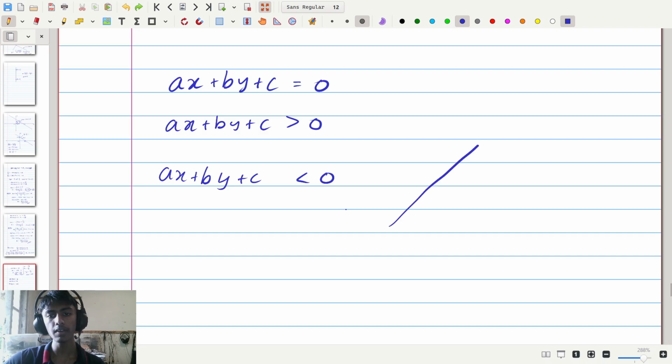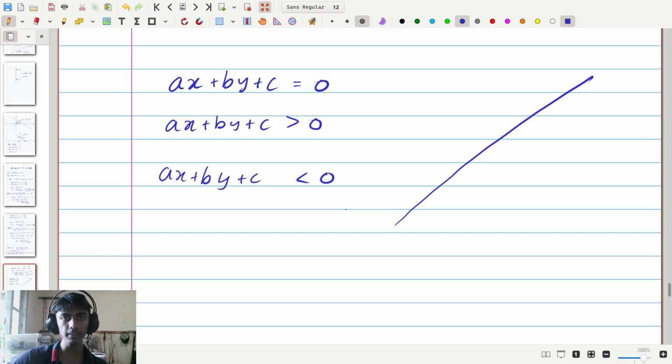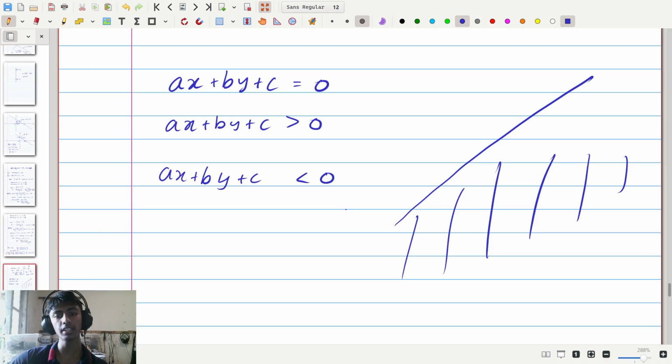Basically, the line divides the space, the 2D space that we inhabit, the coordinate plane, into two regions. We have the region that is on one side of the line like this, and the other region that is on the other side of the line like this. These two regions are completely separate, and you cannot go from one region to another without crossing the line ax plus by plus c equal to 0.